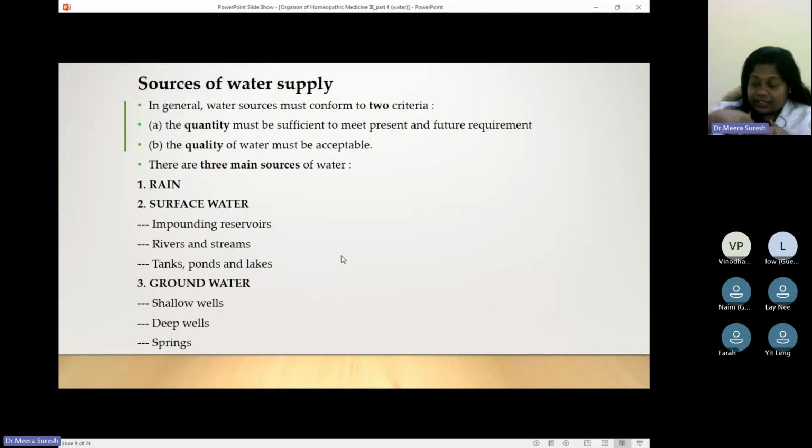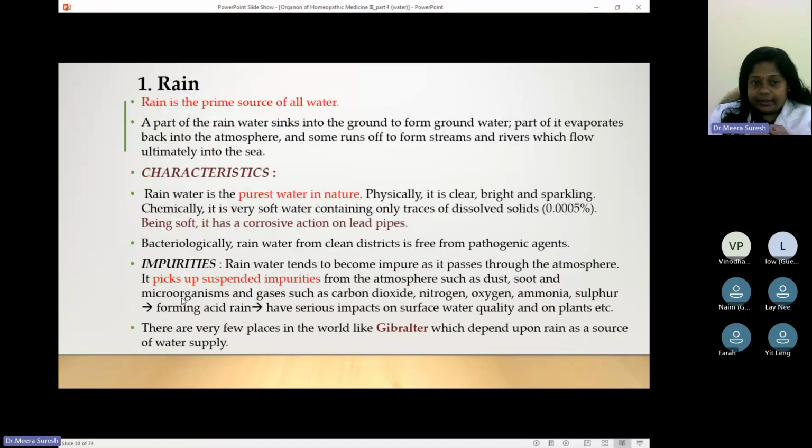And then we have the water that is present underneath the ground level. Mainly the groundwater is given by wells. We have two types of wells, shallow wells and deep wells. As the name indicates, shallow wells go only a little deeper under the ground, not much deeper, but deep wells go very deep into the ground. We need special machinery to dig a deep well. And then we have the springs also. So these are the main sources of water supply: the rain, surface water, and groundwater. So we start with rain.